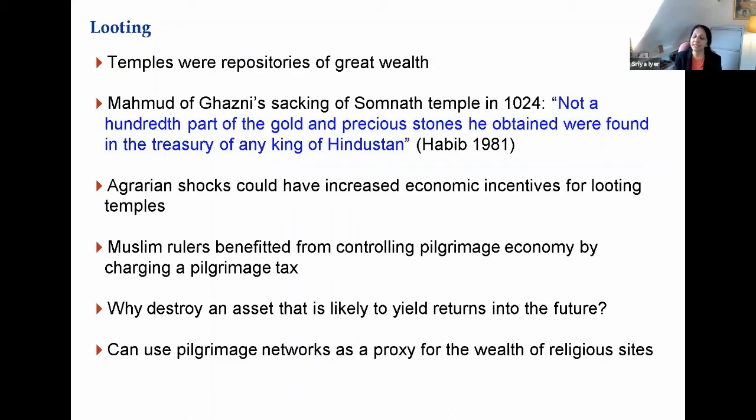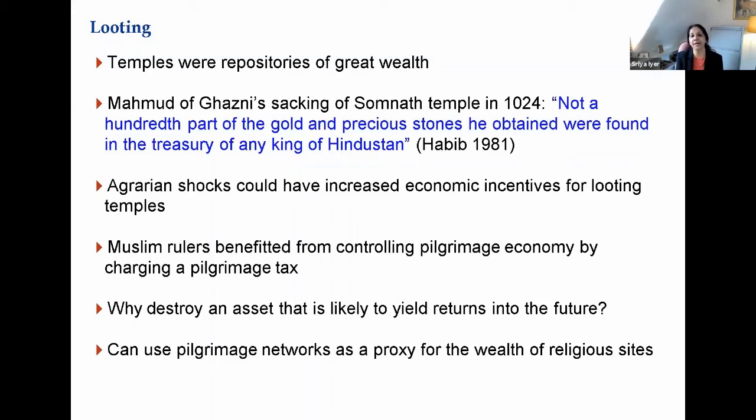And one question that always struck us when, as economists, we were looking at this problem was that the Muslim rulers actually benefited by controlling the pilgrimage economy by charging a pilgrimage tax. So we couldn't understand why looting would be a reason to destroy a temple. Why would they actually destroy an asset that was going to then give them lots of returns in the future? It didn't seem sort of rational to us.